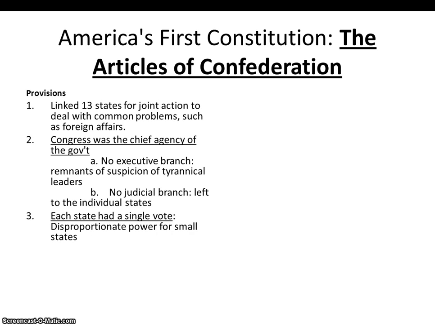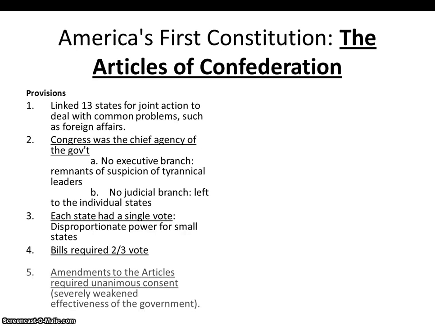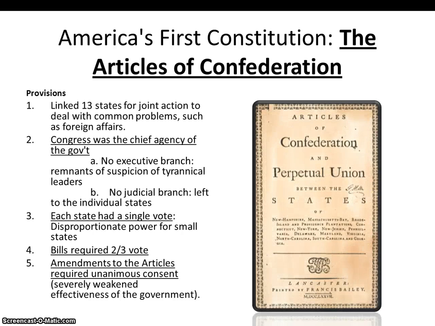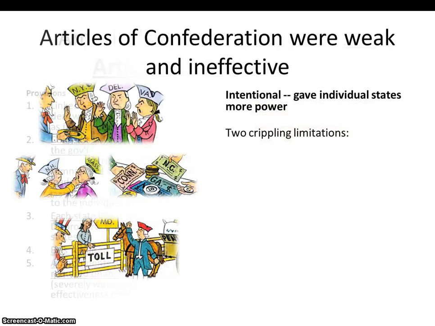So that gave a lot of power to smaller states, states that had fewer people within their borders. It required a 2/3 vote to pass a law in that place. That's a supermajority, and that's actually very difficult to attain. And amendments required unanimous consent, which made it very difficult to change a very weak document. So already you can see there are some problems that are going to develop because it was so weak and ineffective. It was intentional. They gave power to the states because they were afraid of a strong centralized government.